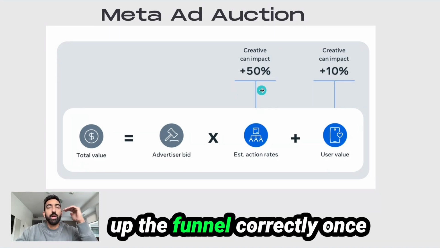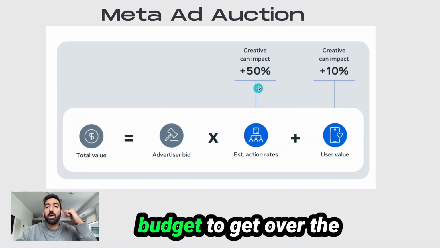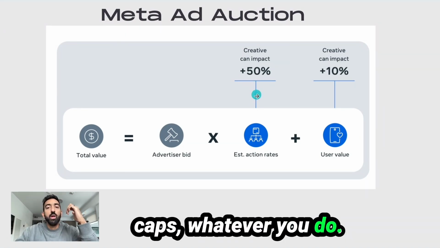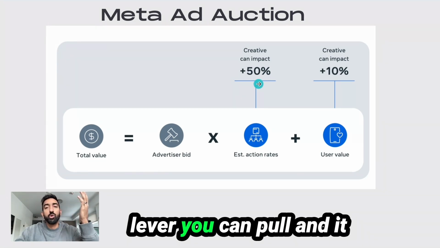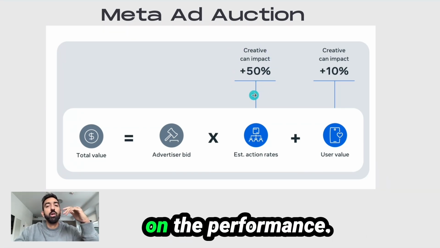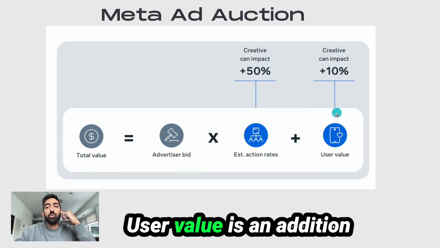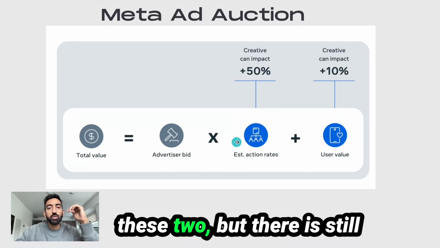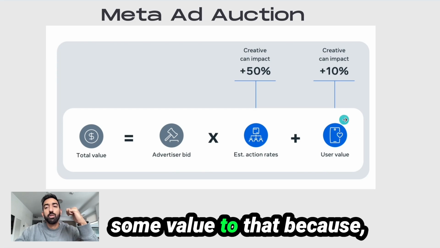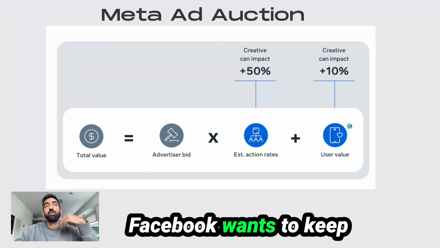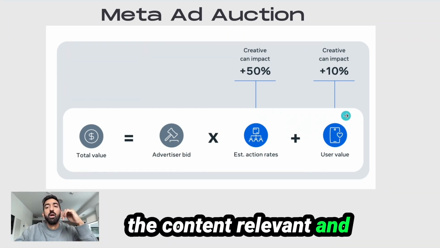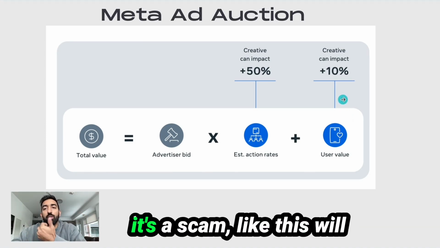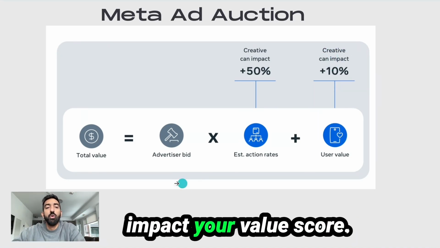End of the day, once you set up the funnel correctly, once you've put the appropriate budget to get over the learning phase, even if you're using cost caps, bid caps, whatever you do, the creative is the final lever you can pull, and it can have an outsized impact on the performance. User value is an addition because it doesn't have as much of an impact as these two, but there is still some value to that because Facebook wants to keep the content relevant. And so in case you're running something that's not within their policy, or people can't actually check out, or it's a scam, this will impact your value score.